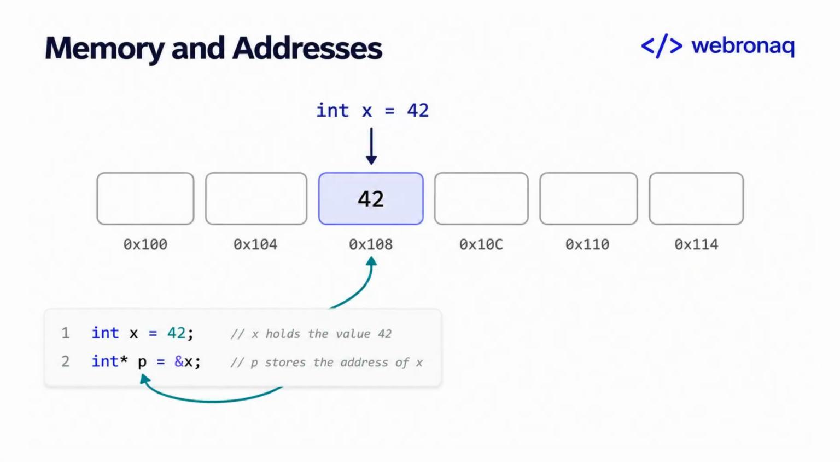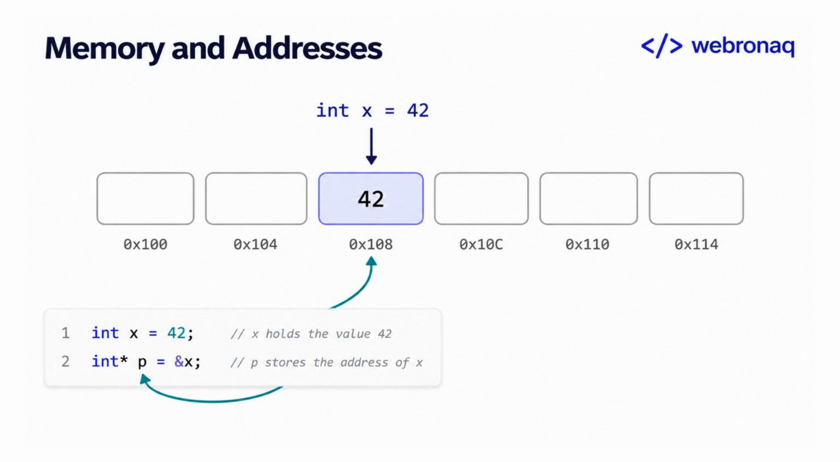Alright, so we said a pointer holds an address. Let's make that concrete. When you declare a variable, your computer reserves a slot in memory for it, and that slot has a location, called an address. Think of it like a numbered box in a warehouse. Here, we declare an integer x equals 42. Somewhere in memory, the value 42 sits at a specific address, say 0x108.